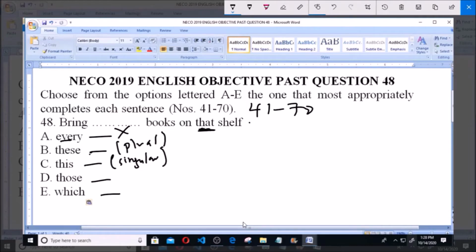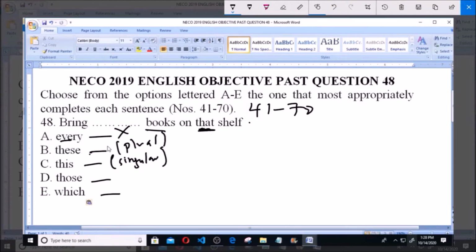So it means that the speaker here is demonstrating to the listener: bring dash books on that shelf. Now we are talking of plural. This is to enable an average English learner to know that the correct option here is not the plural form of this, because we are talking of books which is in plural form.